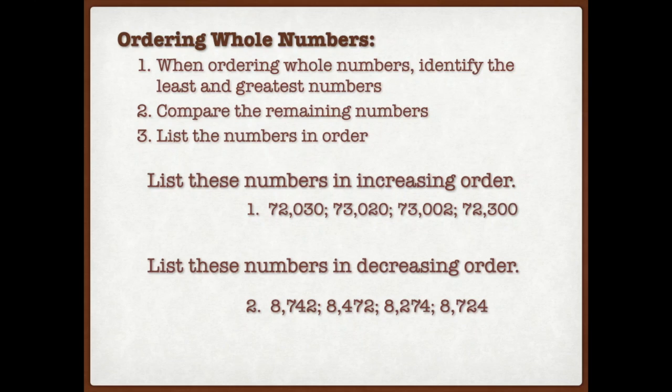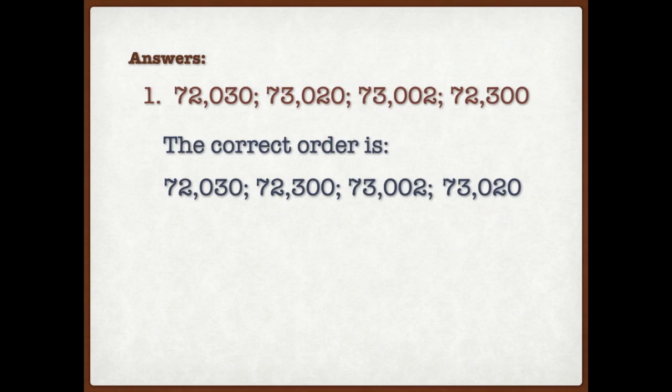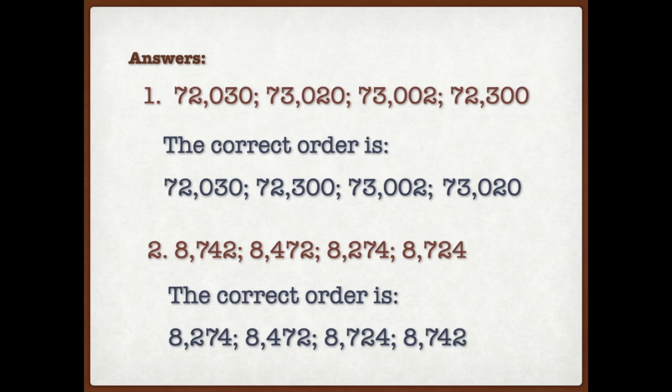Okay, so I'm going to have you go ahead and try the next one. You can pause it here, and then I'll give you the answers in a second. Okay, here's the one we did together. I'm putting it in order, smallest to biggest. I start with the smallest, 8,274, and then I place the largest on the other side, 8,742, and then I fill in the other numbers.